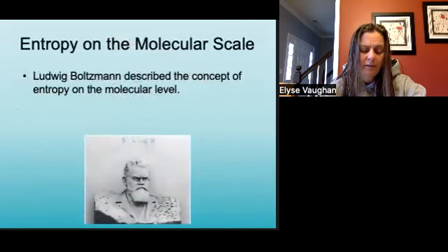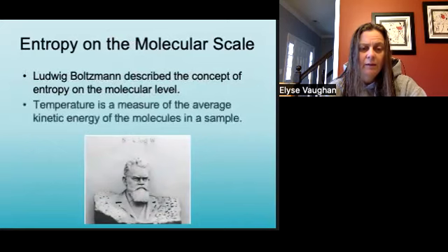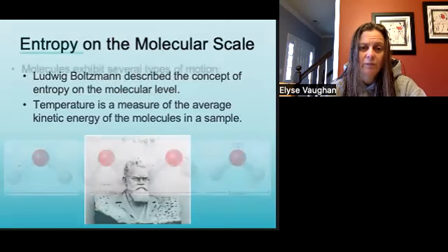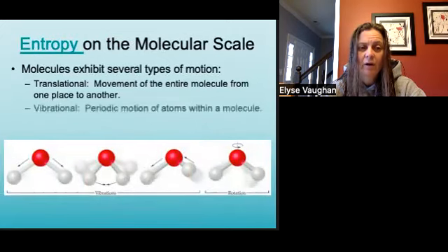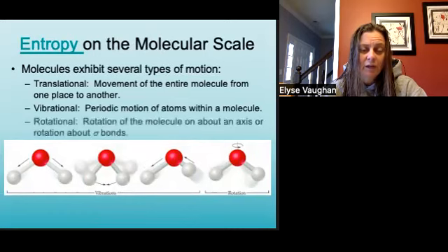So on the molecular level, what does entropy mean? We know that temperature is a measure of the average kinetic energy of the molecules in a sample. How do we measure their entropy? So our molecules have lots of different kinds of motion. We have translational motion, where they can move from one place to another. We have vibrational motion, where they can move within the molecule. And we have rotational, which is rotation on an axis or rotation around sigma bonds.